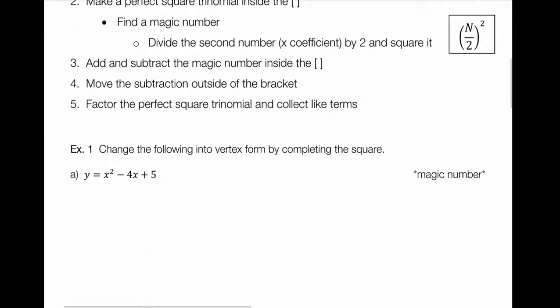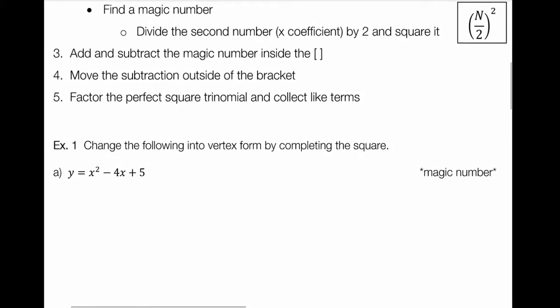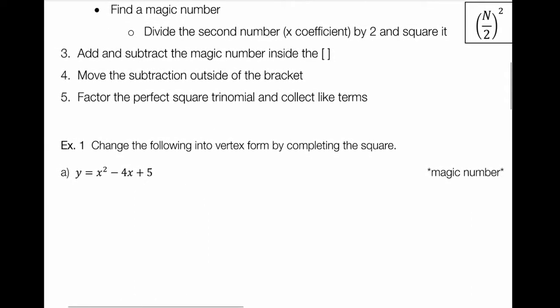In the first example, I want to change the following into vertex form by completing the square. The first step, I'm going to put brackets around the first two terms. The second step, I need to find my magic number. I'm going to take the second number, the one in front of the x, divide it by 2 and then square it. So here I get -2 squared, which is 4.